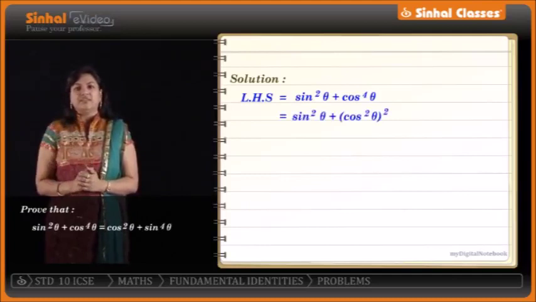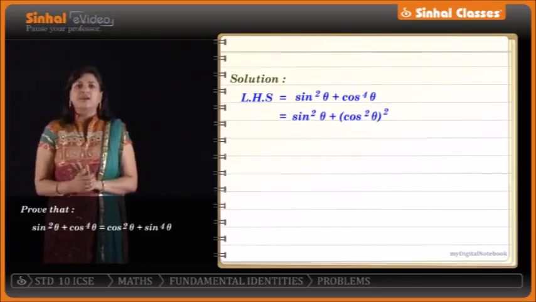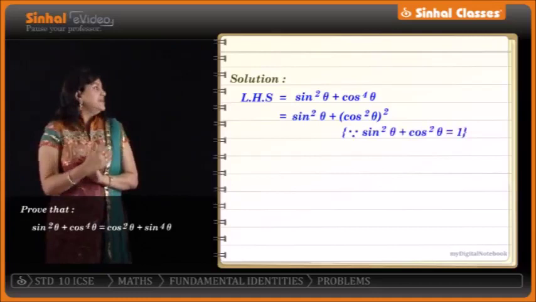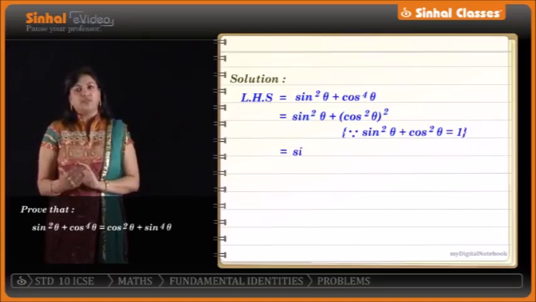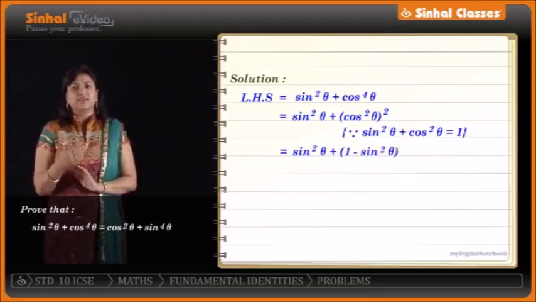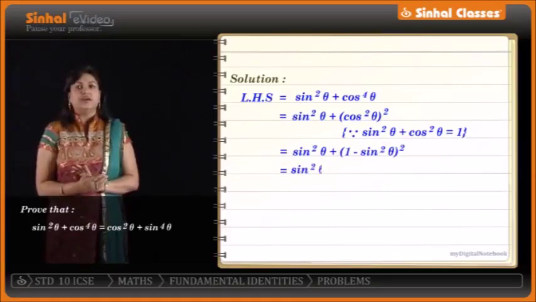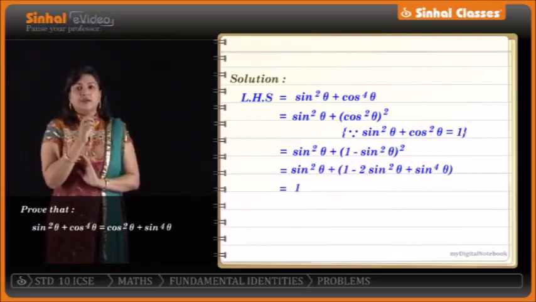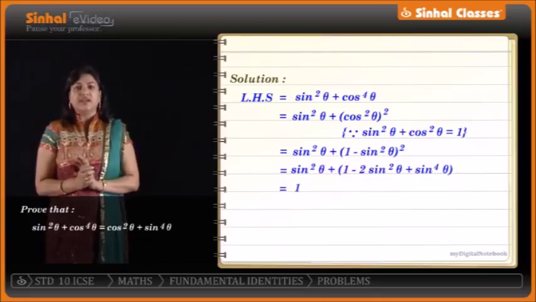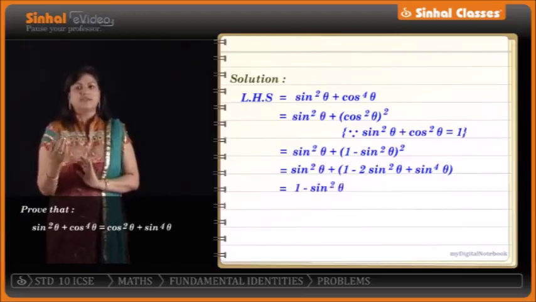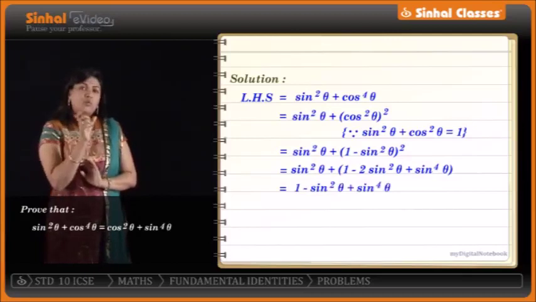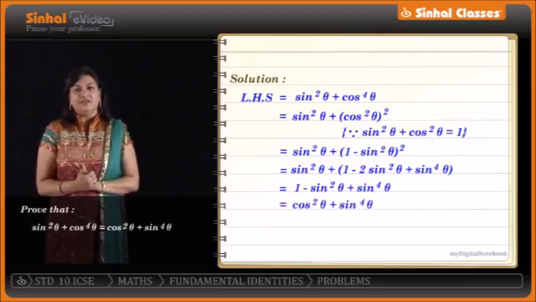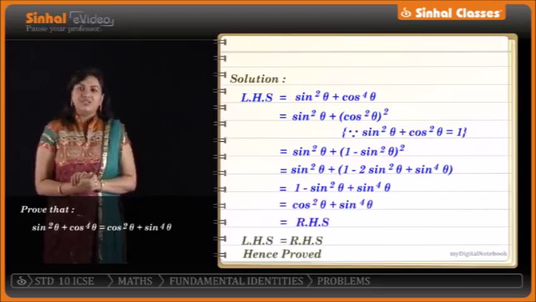Then substitute that cos square theta as 1 minus sin square theta, because of the identity sin square theta plus cos square theta is equal to 1. So we get sin square theta plus (1 minus sin square theta) the whole square. We expand this as 1 minus 2 sin square theta plus sin raised to 4 theta. So we get 1 plus sin square theta minus 2 sin square theta gives us 1 minus sin square theta plus sin raised to 4 theta. Now, what is 1 minus sin square theta? That is cos square theta plus sin raised to 4 theta. So, LHS is equal to RHS, proved.